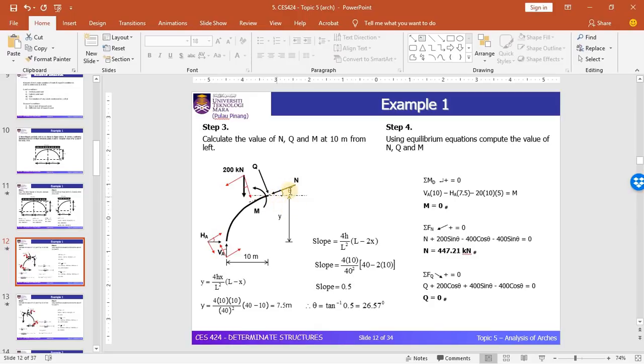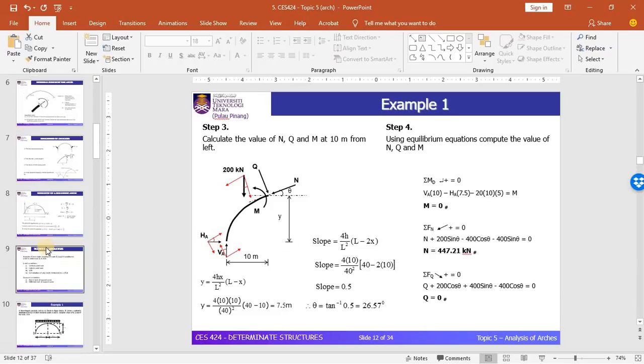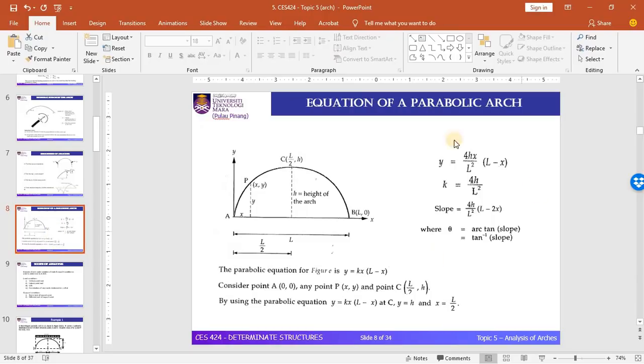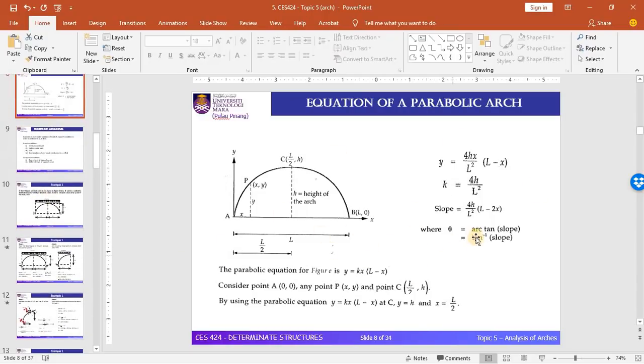Okay, and you need to find out the angle here, and the Y. The Y can be calculated by using the equations that I explained in the previous part. In this slide, if you still remember, I forgot to mention the h in the equation in the previous part. The h is the height of the arch at the center of the parabolic shape.